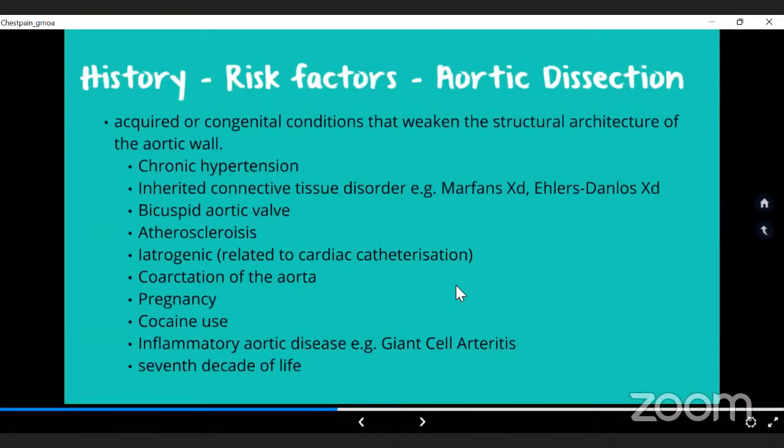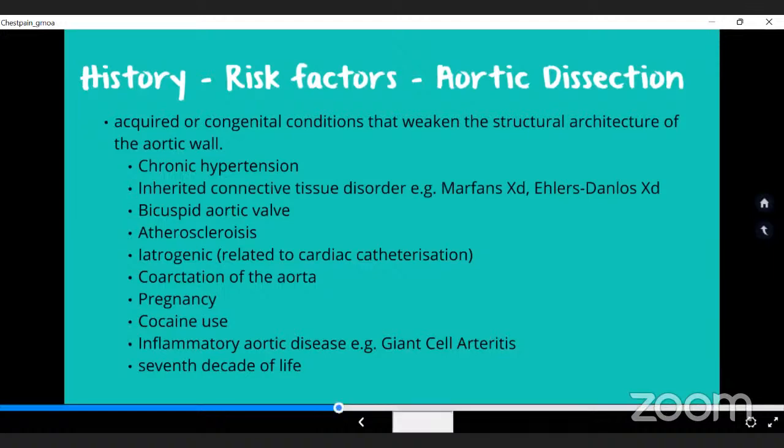Okay, there are lots of risk factors for aortic dissection. All these conditions, hereditary or acquired, congenital or acquired, can cause some weakening of the aortic wall. I'm not going to go into further detail there.